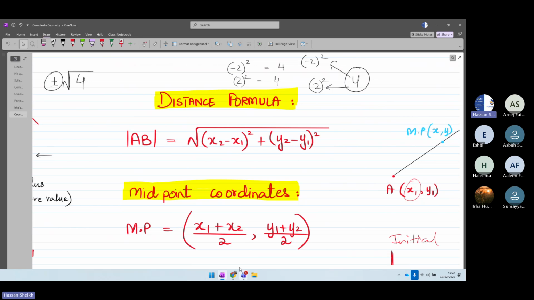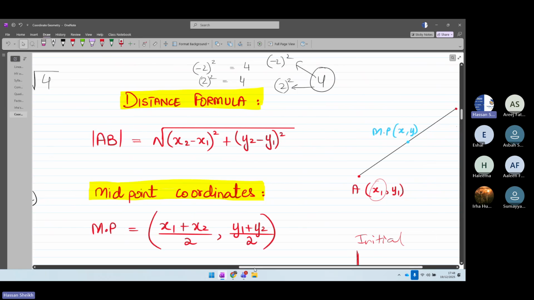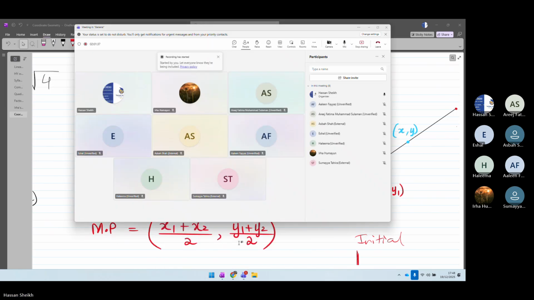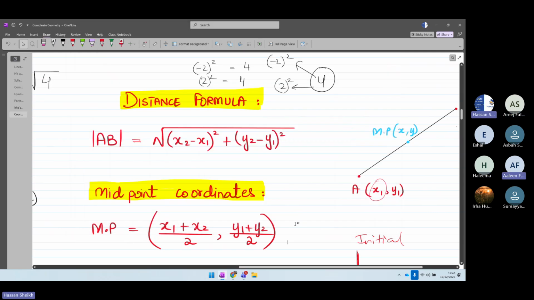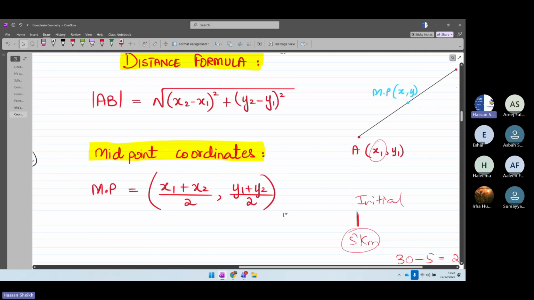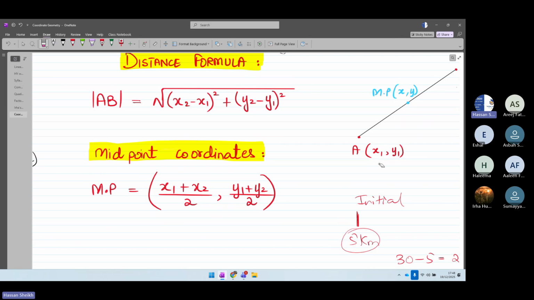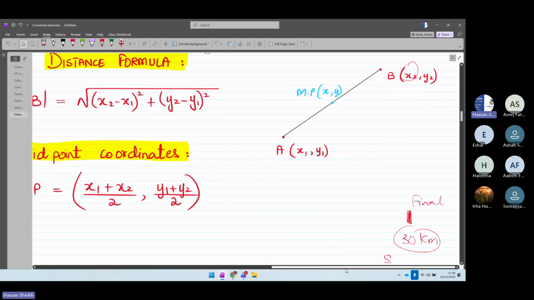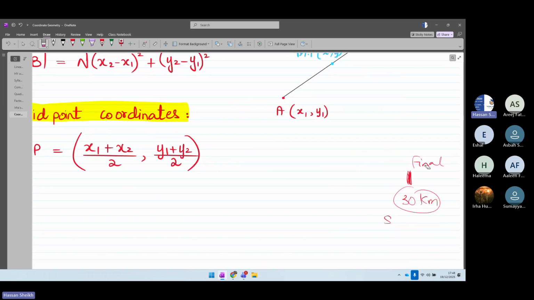Any doubt, students, in understanding the distance formula, which is the square root of x2 minus x1 whole square plus y2 minus y1 whole square? No doubt. Now let's understand the midpoint coordinate formula. What does the midpoint coordinate formula mean? The midpoint coordinate means finding the midpoint of two coordinates.